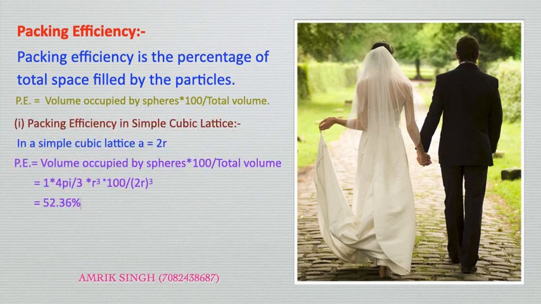Packing efficiency in a simple cubic lattice. In a simple cubic lattice, the edge length a will equal 2r, where r is the radius of the packing sphere. Packing efficiency is the volume occupied by the spheres divided by total volume, multiplied by 100. The number of atoms in a simple cubic cell is just 1, and 1 multiplied by the volume of the sphere is 4 by 3 pi r cube.